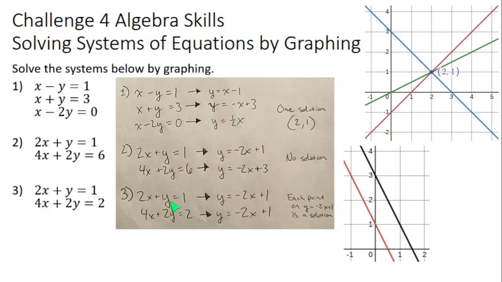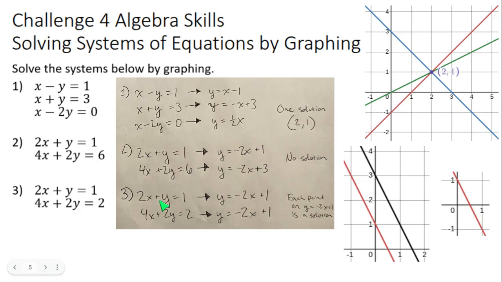Let's look at number 3. These two lines are actually the same line, just written differently. If we were to solve for y, it's very easy to see. Here is that one line graphed. I graphed both of these lines, which are actually the same line. So how do I express the solution here?